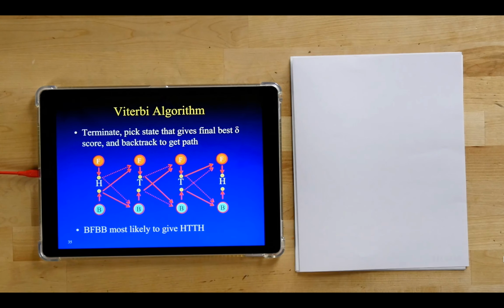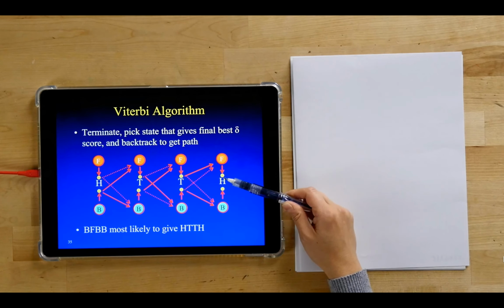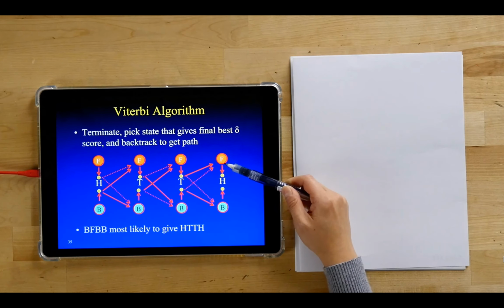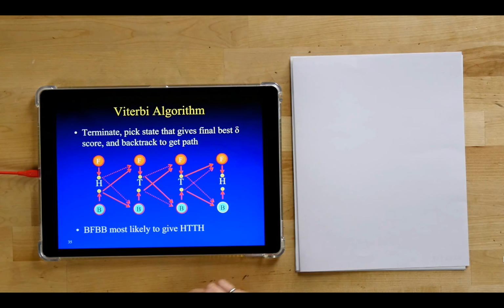And how does it end at the end? We do something like this. At the very end, we look at the two yellow dot numbers. In order to get to this head, I could either use a fair coin or a bias coin. Which of these two numbers is bigger? Oh, this number is bigger. So this last coin, I should use a bias coin. But in order to use this bias coin, what was the coin that I had to use to get here?